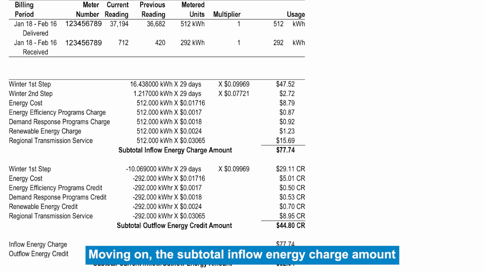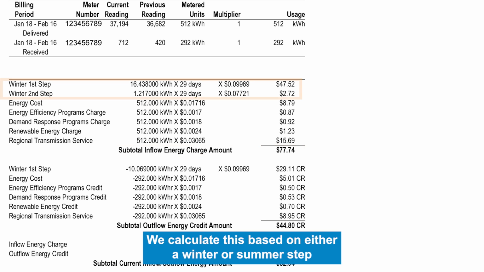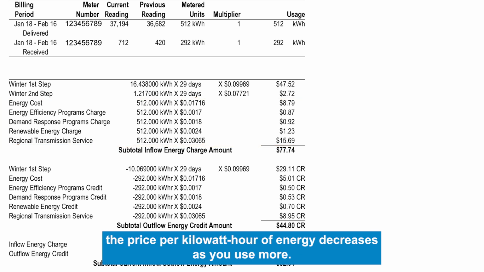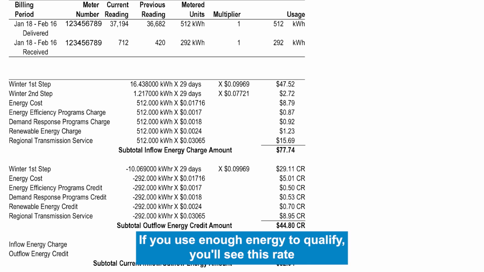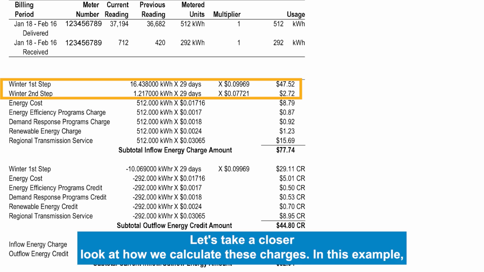Moving on, the subtotal inflow energy charge amount is the cost of the total charges for the electricity Alliant Energy delivered to your home. We calculate this based on either a winter or summer step and applicable tariffs for your rate schedule. During certain months of the year, the price per kilowatt hour of energy decreases as you use more. If you use enough energy to qualify, you'll see this rate difference reflected on your bill as steps. Let's take a closer look at how we calculate these charges.